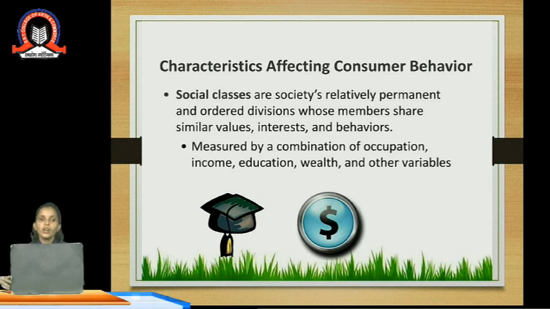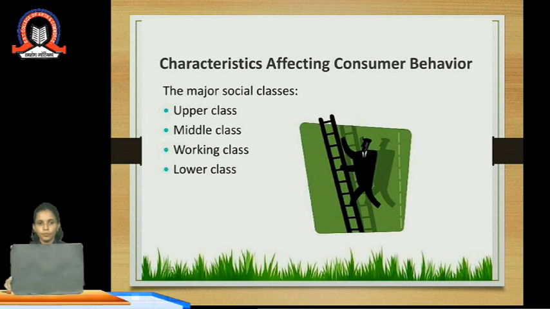Social class. Now what is social class? Social classes are society's relatively permanent and ordered divisions whose members share similar values, interests and behavior, measured by a combination of occupation, income, education, wealth and other variables. Next come the major social classes. As per class, people also like to buy products.